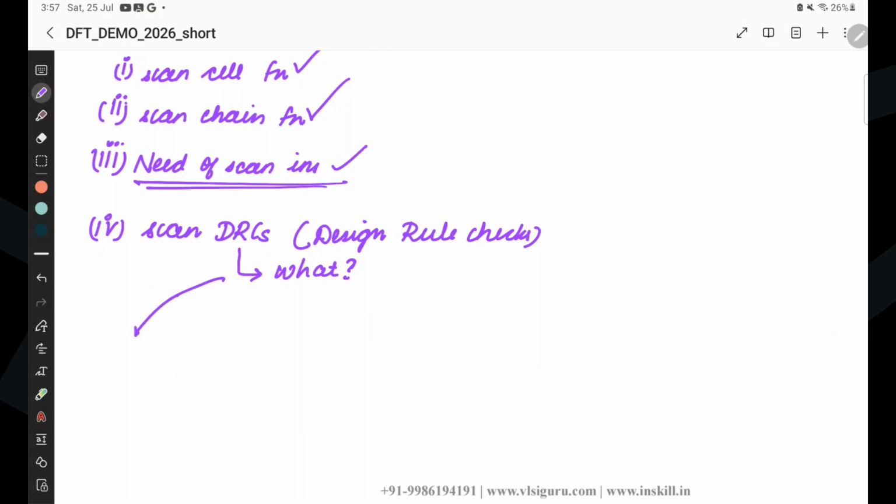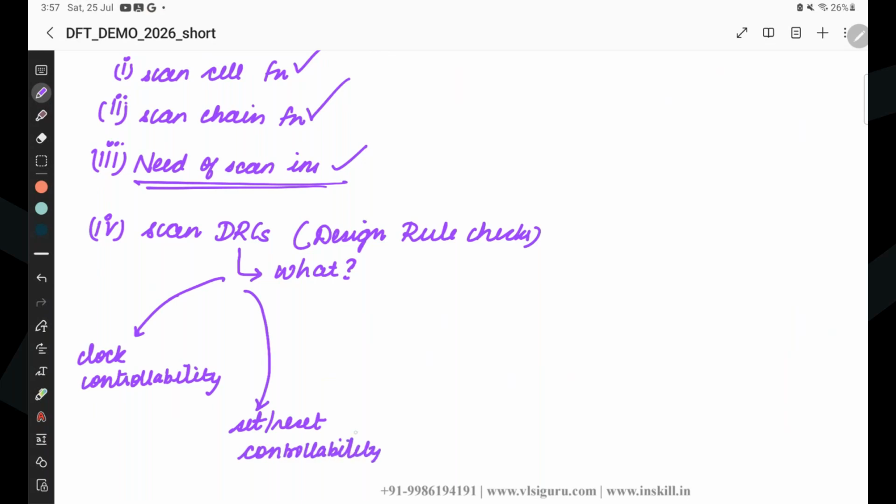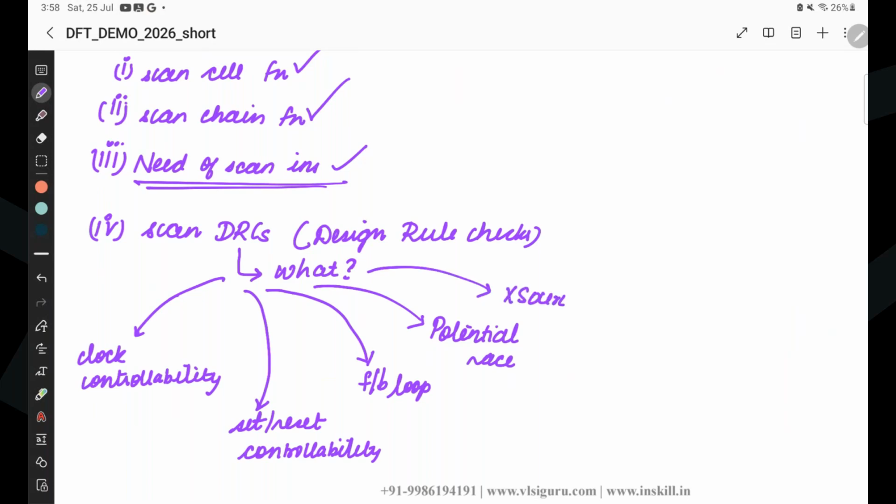There will be various scan DRCs like clock controllability DRC, and then set reset controllability DRC, and then feedback loop DRC, and then potential race DRC, and then X source DRC, and then bus contention. So these are all the various scan DRCs.